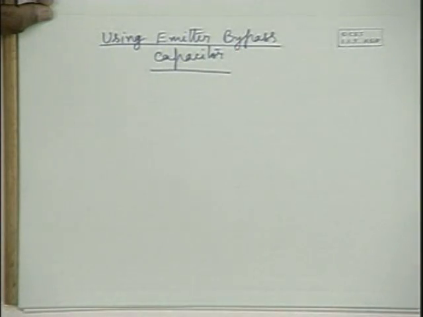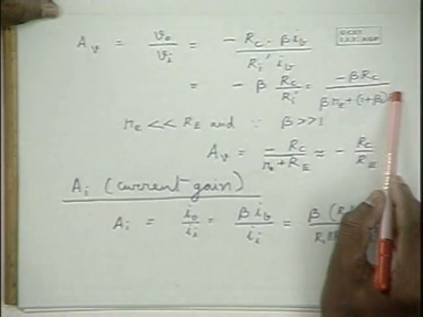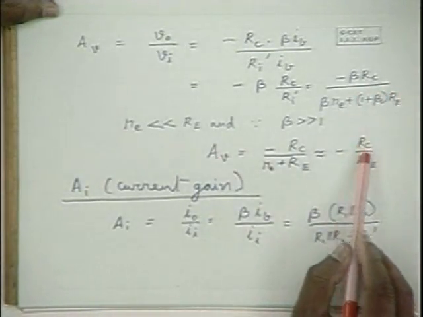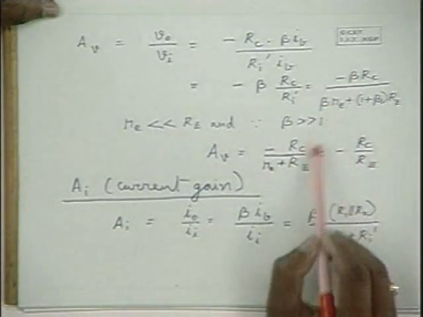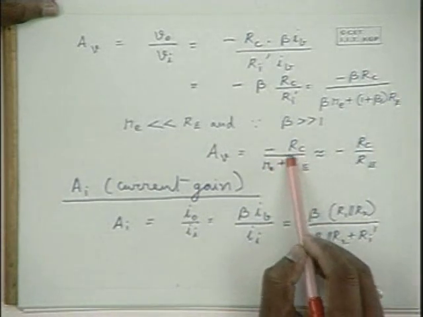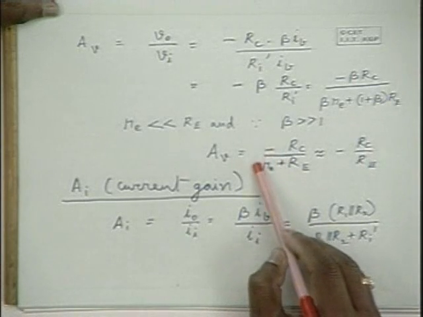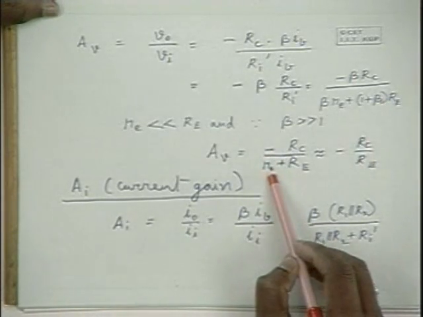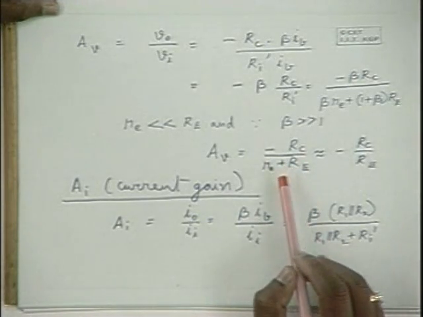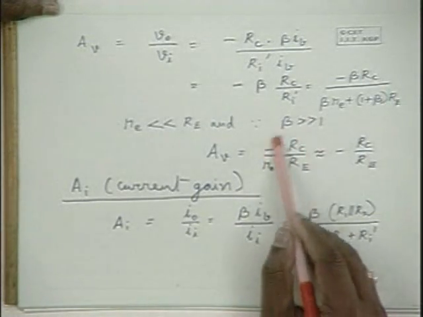Now the expression for voltage gain here: this 1 plus beta RE is 0, therefore the voltage gain is minus RC by r small e. It's not capital RE. Please note that r small e is of the order of a few ohms, and RC is usually a few hundreds of ohms or a few kilo ohms. Therefore, this is going to give you a very high gain.